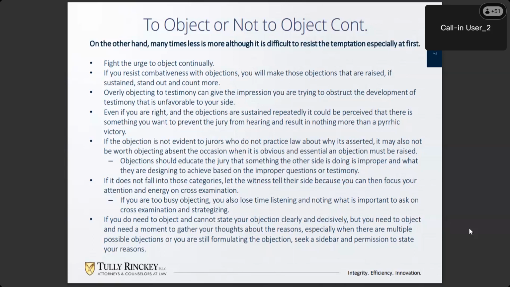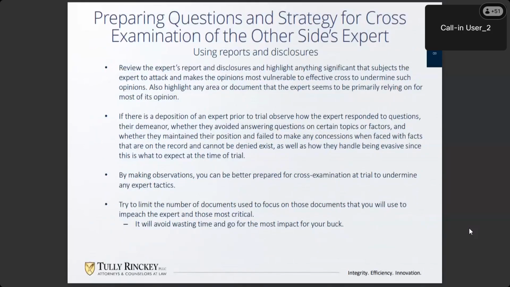But I'm finished with the objections, and I think that we're going to move on with preparing questions and strategy for cross-examination of the other side's expert. So there are many different ways to prepare. You review the expert's report and the disclosures. Now, in part of the course material, I went into the expert disclosures. I went over the commercial rules. I cite those and what those rules are and the time periods for them.